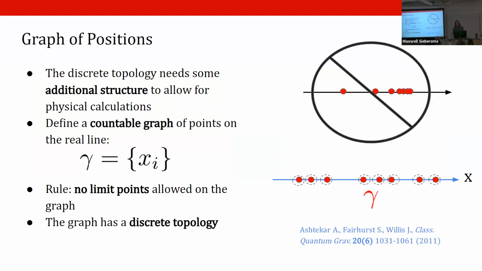We need a little more structure, though, to be able to do quantum mechanics in this framework. And this comes in the form of defining a graph on our position space. So specifically, we take a countable number of points on the real line. And one of the rules for choosing these points is that if you think about the real line with its standard topology, we can't pick any limit points. So none of this stuff. And in doing so, that means that all of the points that we pick are isolated within that set. And so this graph we build has the discrete topology, which is what we want to see from our construction.